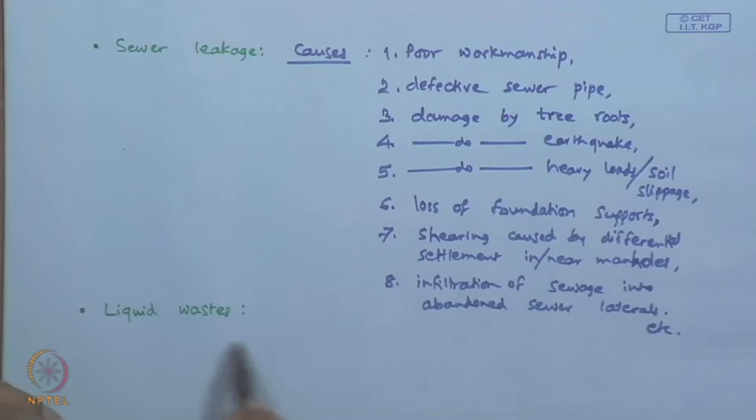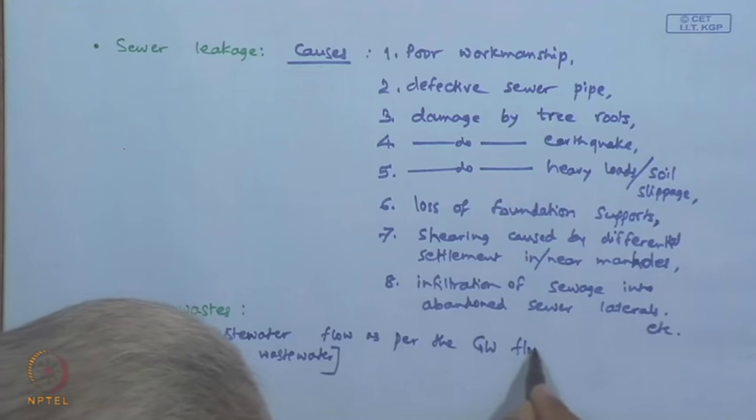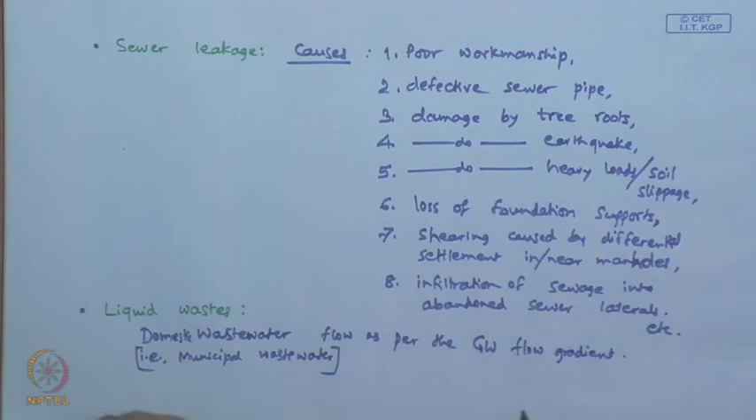So, this is the wastewater, or we can say the domestic wastewater, that is the municipal wastewater, flowing as per the gradient or the groundwater flow gradient. So, this is the second category of the municipal pollution of groundwater.